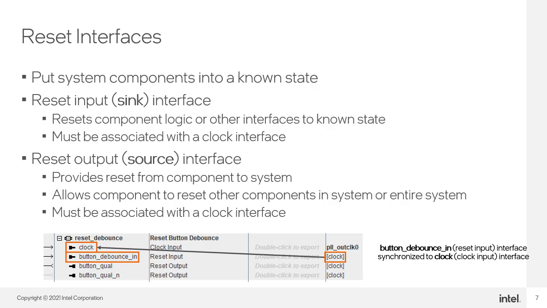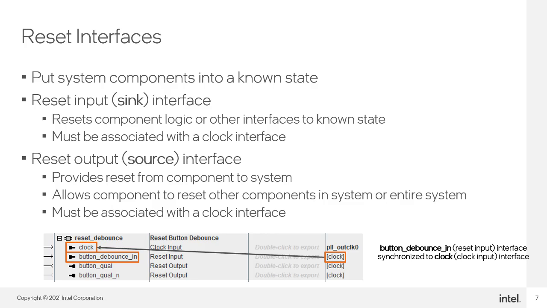The next interface type is the reset interface. Like clock interfaces, reset interfaces provide basic logic functionality, in this case, allowing a component to receive and generate reset signals. A reset input or sink interface connects a reset signal to a component. The reset can come from inside or outside the system. The component can use this reset to return its other interfaces and internal logic to a known state.